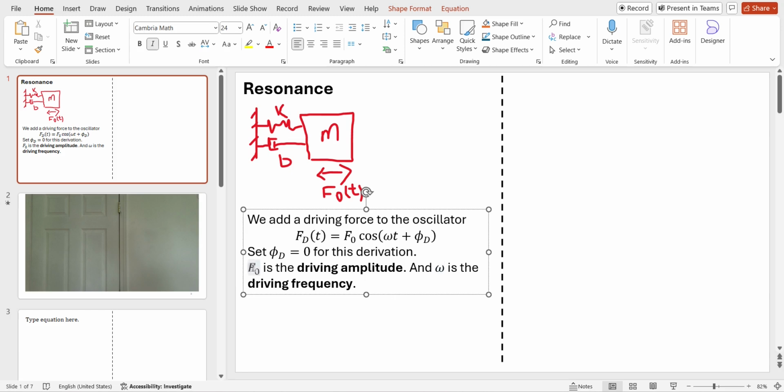Now F naught, the dependence on the driving amplitude, I'll just spoil it right now. It's going to be very boring. You drive it with a stronger amplitude, you drive it with a stronger force, then the amplitude of the motion will go up linearly with the force. That's kind of boring. But if you drive it with different frequencies, what we're going to find is that there's a certain frequency you can drive it at where you get really big motion. But at other frequencies, you get actually much smaller motion.